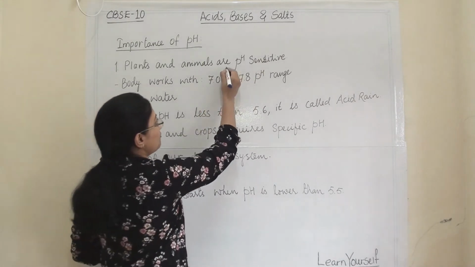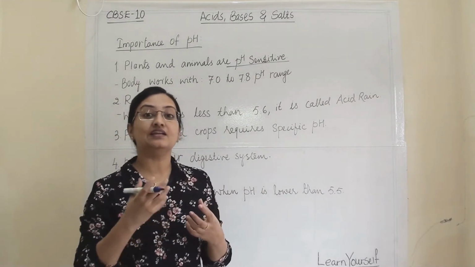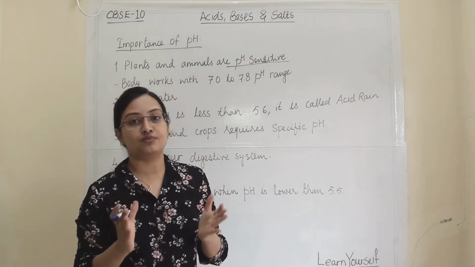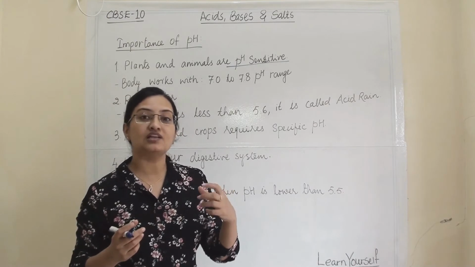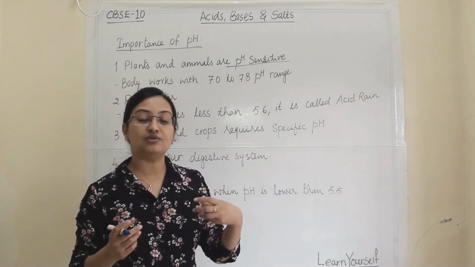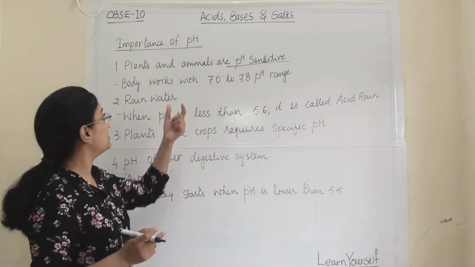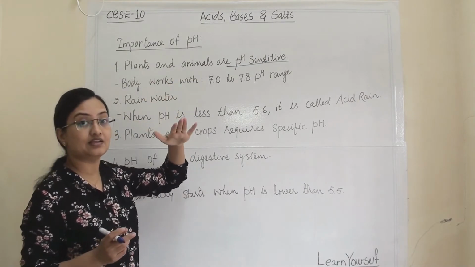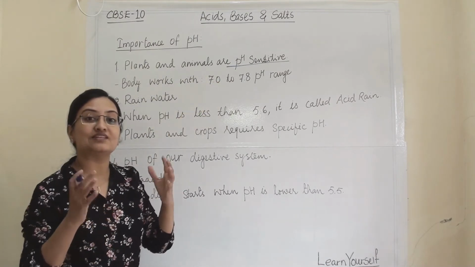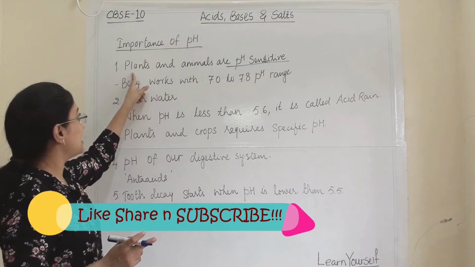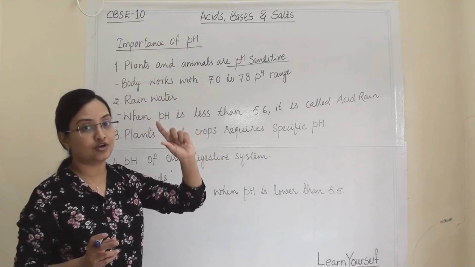Now what is the meaning of pH sensitive? Plants and animals can work and can live within a narrow range of pH. If I give you an example of plants, if the soil is a little bit more acidic or more basic, then the plant will not survive. So it is very important that the pH should be maintained in the soil for the plants, and for the animals pH should be maintained within their system. So we can say that plants and animals are pH sensitive because they work within a very narrow range of pH.